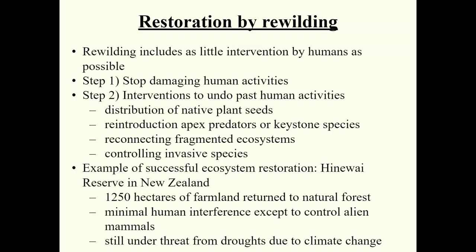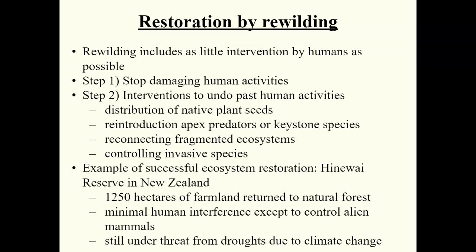Step one of rewilding is going to be to stop the human activities that were damaging that ecosystem in the first place. So whether this was deforestation, agriculture, urbanization, whatever we're doing that's causing harm to that ecosystem, you'd have to stop that. And you'd have to return the land back to nature, meaning humans can't use it for that purpose anymore.